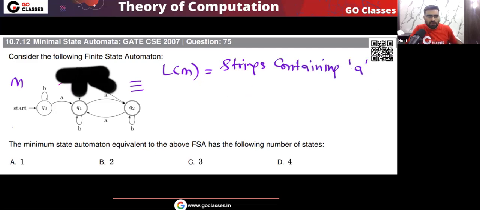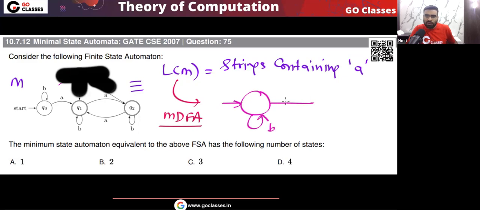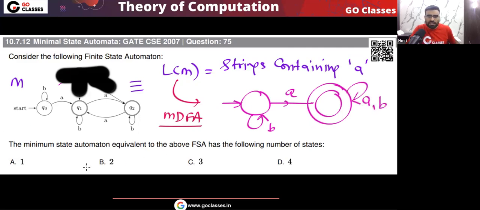So for this language, you can directly create the minimal DFA. The minimal DFA for containing A will be like this. If B's are coming, we will ignore them. We are waiting for A. So when the A comes, we will go to the final state, and whatever comes after that, we will accept. So you can easily see that we will get two states in the minimal DFA. This is another way to create a minimal DFA from the language. Basically, you recognize what is the language accepted by this machine. If you notice, the language is containing A, because if B's are coming, we will ignore them.